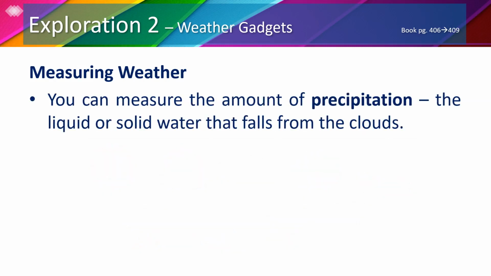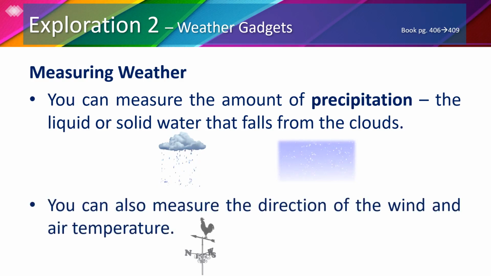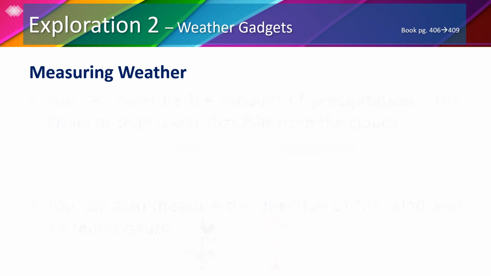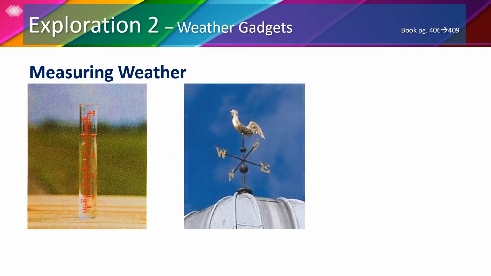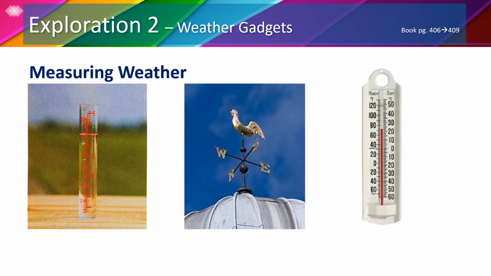You can measure the amount of precipitation, or the liquid or solid water that falls from the clouds. You can also measure the direction of the wind and the air temperature. In your book's page 406, we can see different pictures of instruments we can use to measure weather.